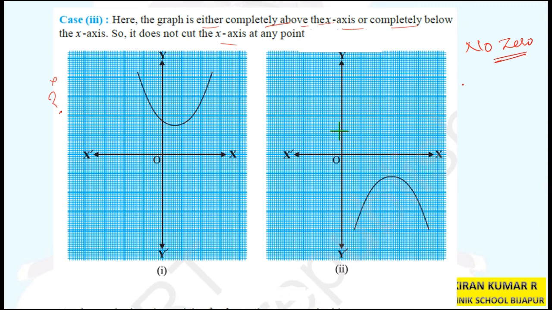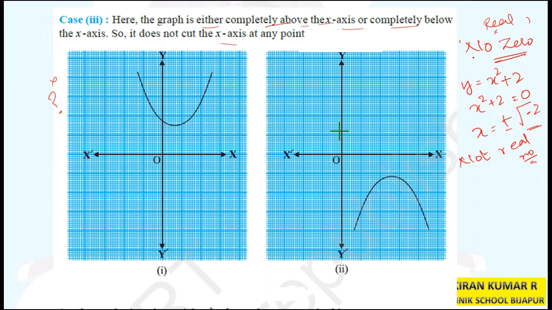Say for example, y is equal to x square plus 2. If you take x square plus 2 equal to 0 and equate, this will be plus or minus root of minus 2, and root of minus 2 is not a real number. In such cases, there won't be a real zero. There is no real zero for such type of an equation.